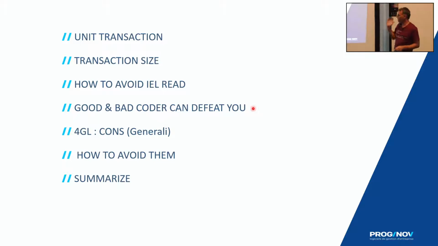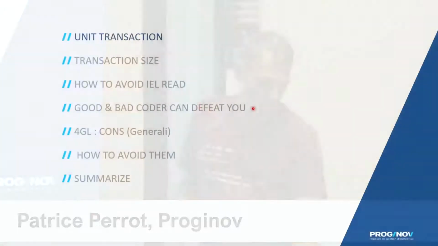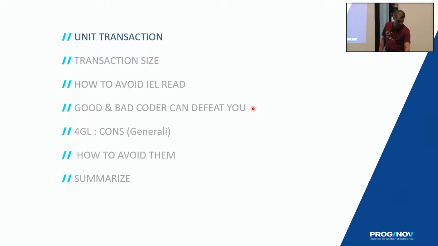What we'll do today, I will speak about unit transaction, the transaction size, how to avoid index reads, good and bad code that could defeat you, what is the advantage or disadvantage of 4GL code, and how to avoid some disadvantages. I will summarize some possibilities that we could have. So, first, unit transaction.